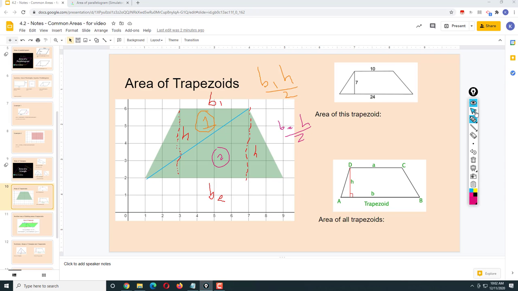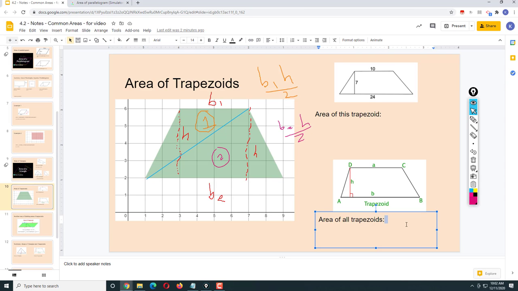So that means that the area of the trapezoid is going to be B1 h divided by 2 plus B2 h divided by 2. When we're adding fractions, we can just put them together. So this is the same as B1h plus B2h divided by 2, which is the same as B1 plus B2 times h divided by 2. That's the formula.